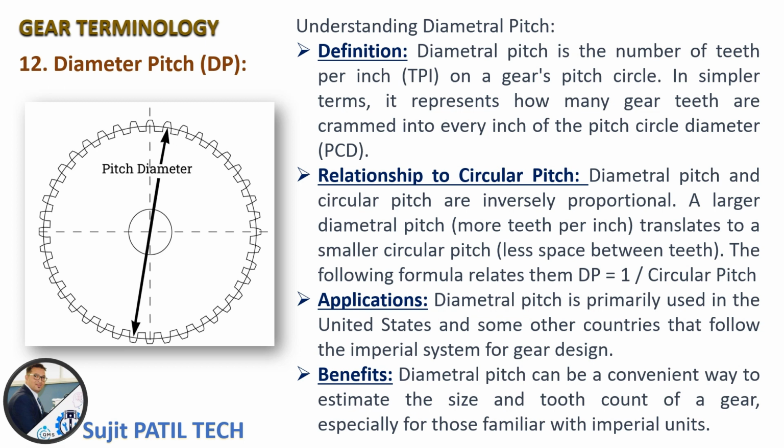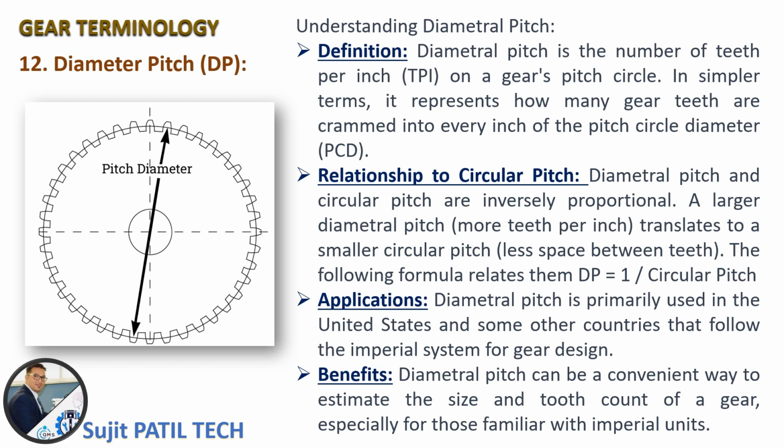Relationship to circular pitch. Diametral pitch and circular pitch are inversely proportional. A larger diametral pitch, more teeth per inch, translates to a smaller circular pitch, less space between teeth. The following formula relates them: DP equals 1 over circular pitch.